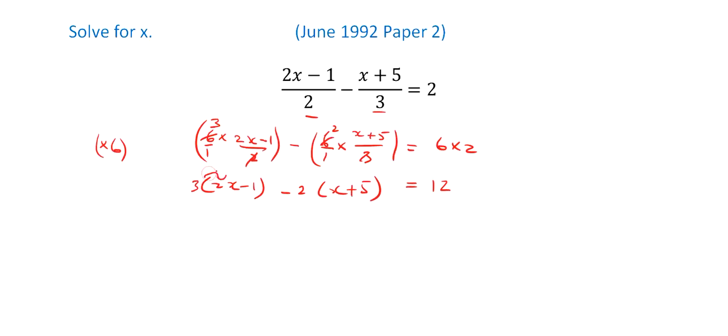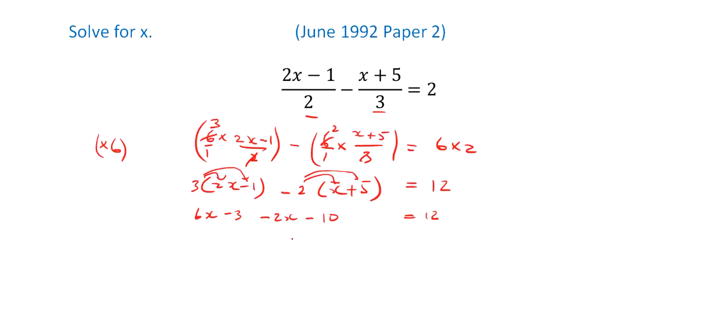I'm going to remove the brackets. 3 multiplied by 2x gives us 6x. 3 by minus 1 gives me minus 3. Minus 2 by x gives me minus 2x. And minus 2 by plus 5 gives me minus 10, which is equal to 12.